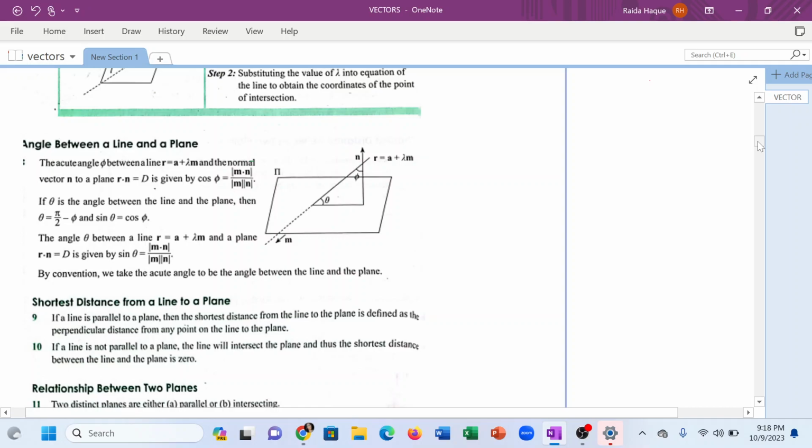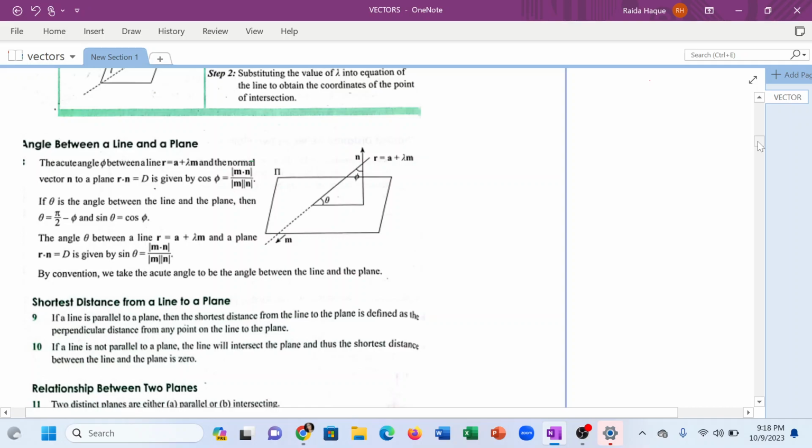So the acute angle between a line r equals a plus lambda m and the normal vector n to a plane is given by cos of the angle equals the dot product m dot n divided by the magnitude of the direction vector of the line as well as the magnitude of the direction vector of the normal.